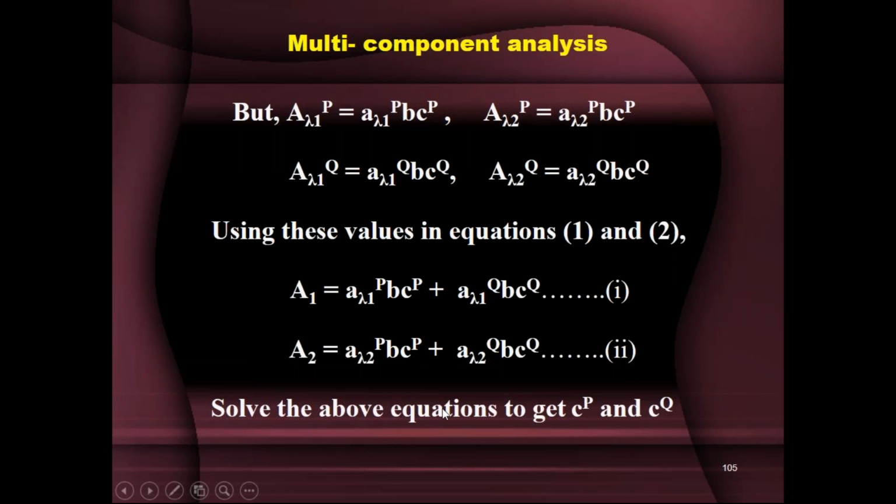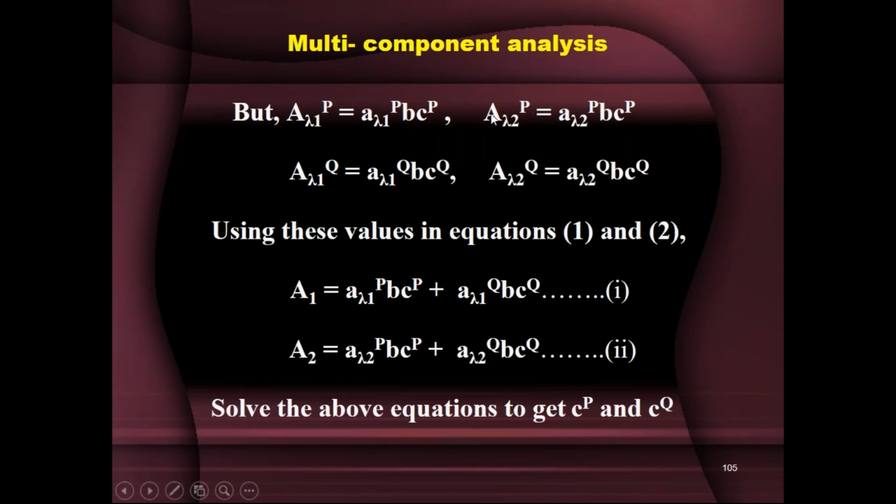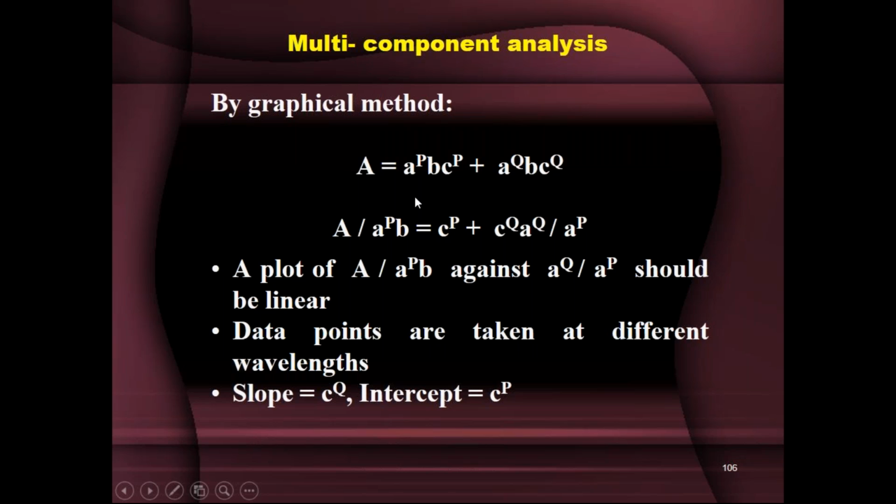This type of simultaneous equation solving can be used provided you have two drugs or three drugs in solution. But when the number of drugs increases beyond that, it becomes quite difficult to use the simultaneous equation method. So there is another method which is called the graphical method. Now, if you see the previous equation, remove the subscripts because we are not going to include the wavelength. So if you remove lambda 1, you will get the general equation like this.